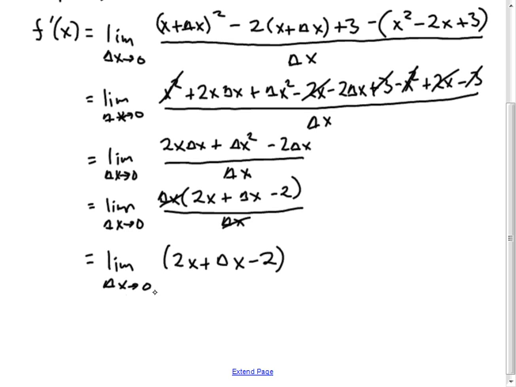Now we can substitute in directly. Delta x is equal to 0, and so we find the limit is 2x plus, substituting 0 for delta x, minus 2, or just 2x minus 2. And that is the derivative of the function. F prime of x is equal to 2x minus 2.